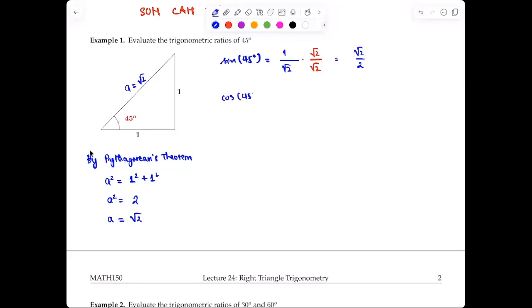For cosine of 45 degrees, the ratio is the adjacent over the hypotenuse. So again, 1 over root 2. Radicalize your answer by multiplying the top and bottom by root 2, which is equal to root 2 over 2.